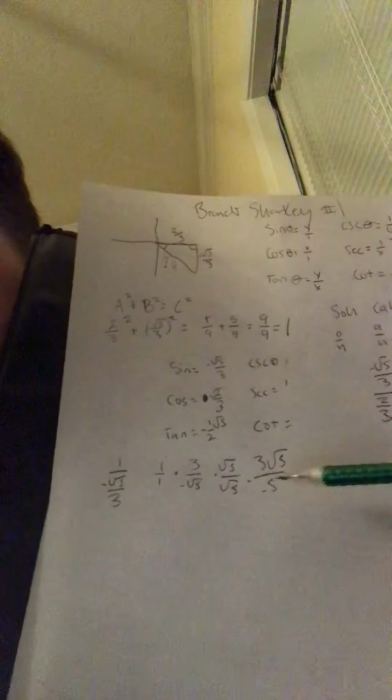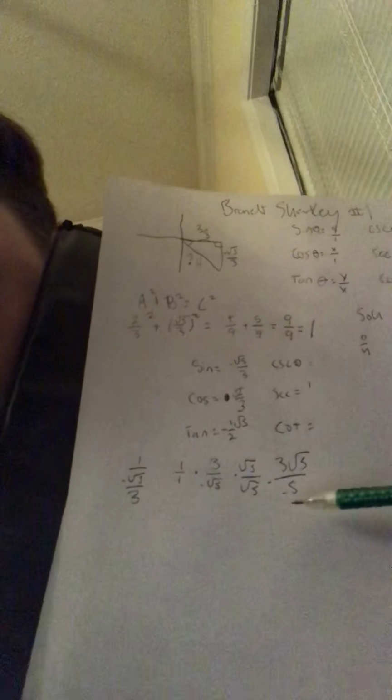So it's just negative 3 square root of 5 over 5, because it cancels out the radical sign. You can't simplify that anymore, so I'm going to leave it 3 over 5 and then square root of 5. That's going to be the cosecant: negative 3 square root of 5 over 5. Make sure it's negative. The secant is going to be 1 over x.